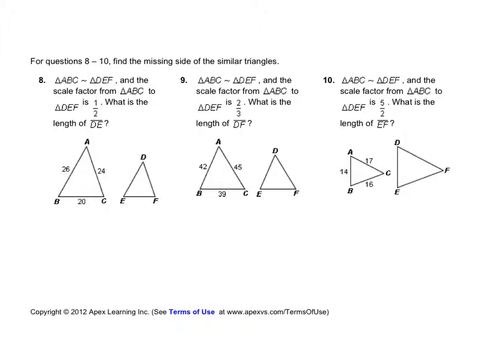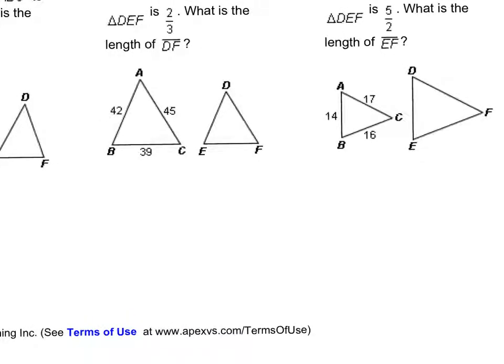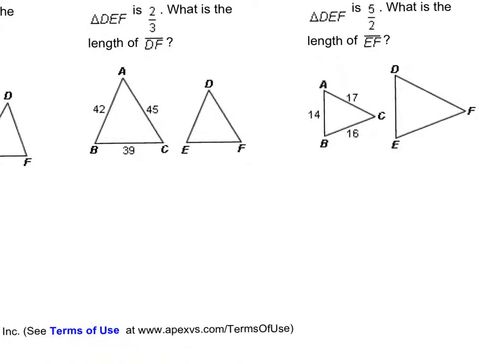For number 9, it says if triangle ABC is similar to triangle DEF, and the scale factor from ABC to triangle DEF is 2/3, what is the length of DF? So for this case, I've actually got the scale factor, and I need to find my other sides, so all I have to do is multiply each side by 2/3. So to find DE, I'm going to do 42 times 2 divided by 3. And when I put that in my calculator, it's going to give me 28. So DE is 28.